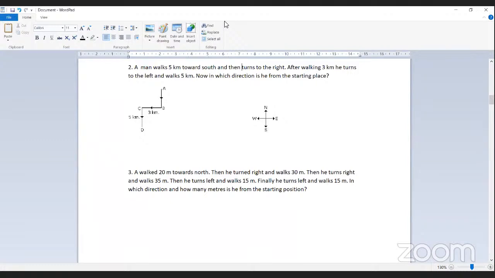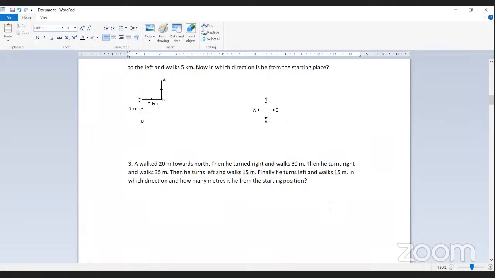45 meters, correct. Exactly correct. And in which direction? East, northeast. Here distance also matters. That's how you get the direction. Okay, see.